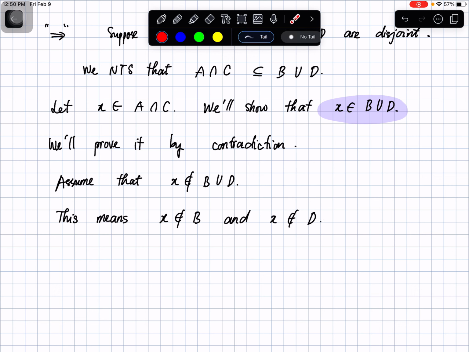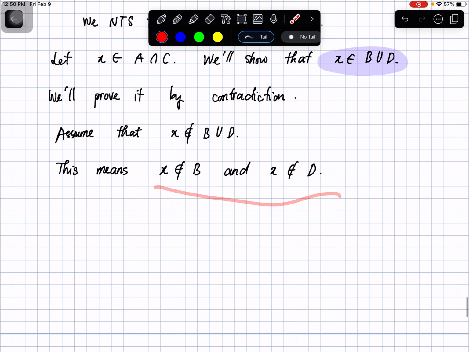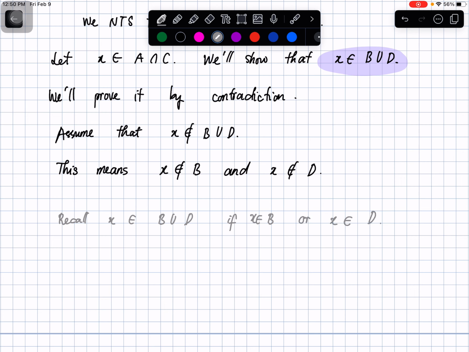Is that a bit too fast? Why does X not in B union D mean this? So maybe recall, X in B union D means X in B or X in D, by definition of union. So the negation of that, X not in B union D, means X not in B and X not in D. So that's why I have this.